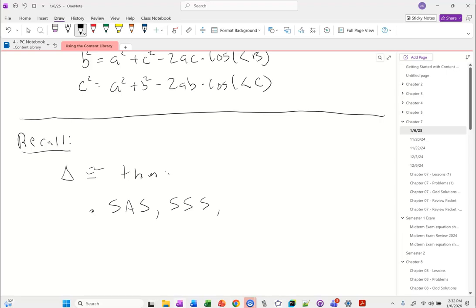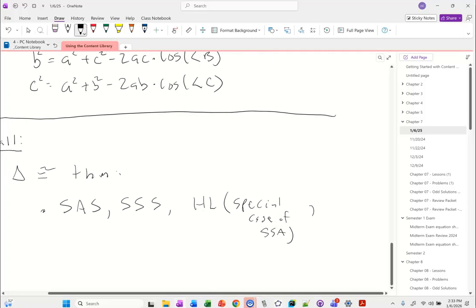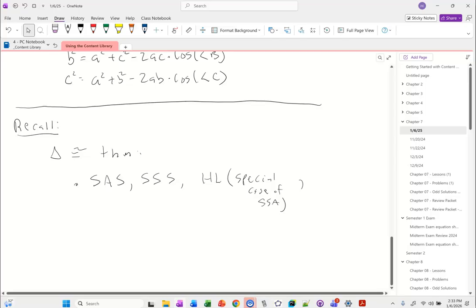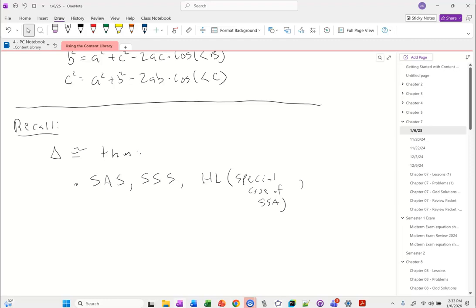HL is the hypotenuse leg theorem. That is a special case of the SSA. That is a theorem. There are two more that you are missing. Angle works for similarity. I'm talking about congruence, though, Gianna. I heard you say that, and that is a similarity theorem, but not a congruence theorem. There are two more congruences that we want.